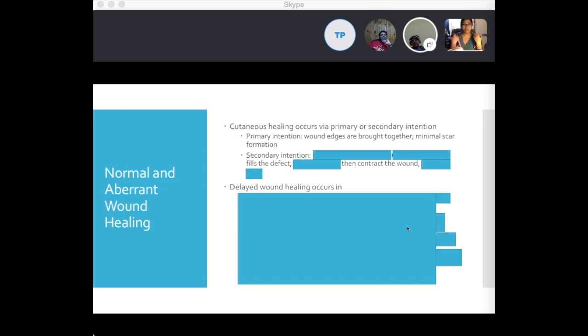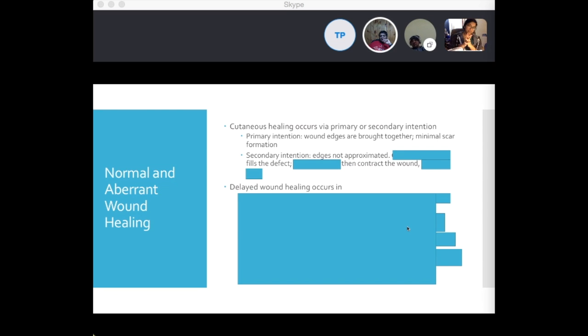So this is like a paper cut. If that's primary, what's secondary? More like an avulsion, where the wound is wide. Yes, wide margins, so the edges are not approximated. They're not brought together. So what fills in that defect then? Collagen. Type 3 collagen first.